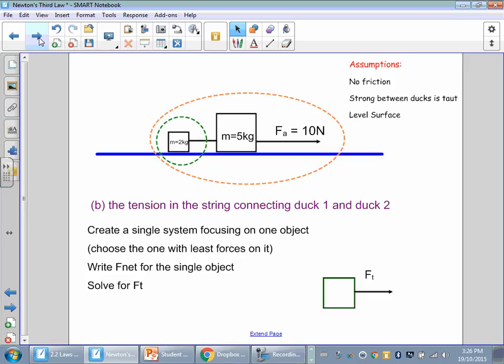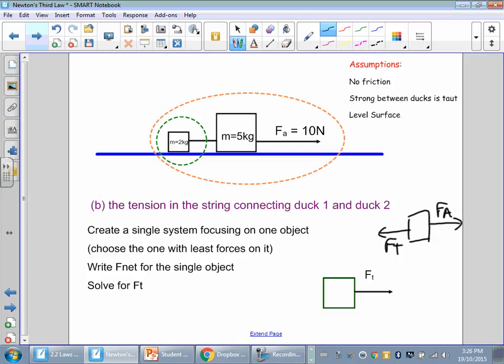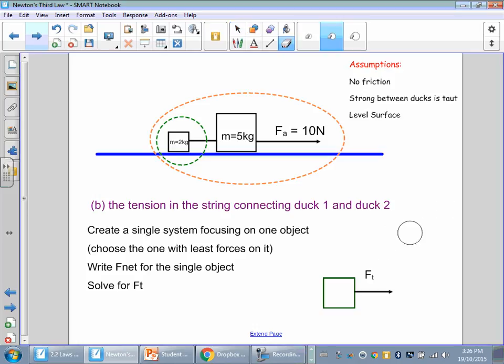As an aside, the front duct would have a couple of different forces acting on it. It would have FA this way and FT this way. And of course, FA would be greater than FT, even though the arrow doesn't maybe show that explicitly there. So we're not going to use that because there's two forces acting on it, and we want to just get FT on its own. Just choose the object with the least amount of forces acting on it. A lot of times that's actually the one furthest away from the applied force. So create a single system, write F net statements for the single object, and solve for FT.